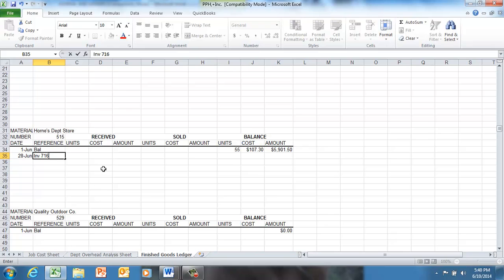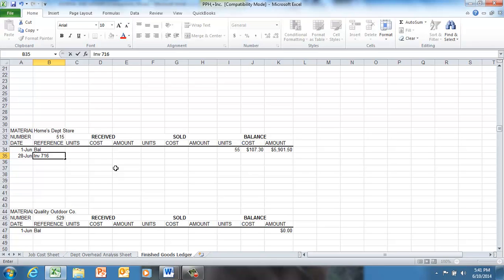My reference is going to be invoice 716. Now notice that there's 3 sections on here, just like the job cost sheets. This is a received section, a sold section, and a balance section, and each section has units, cost, and amount. So the received section is if the distribution warehouse receives units in. That's going to happen when we completed some dog houses back at the factory and then shipped them over here into the distribution warehouse. The warehouse is then receiving the units. So that's when the jobs are complete. They're going to go out of the factory and into the warehouse.